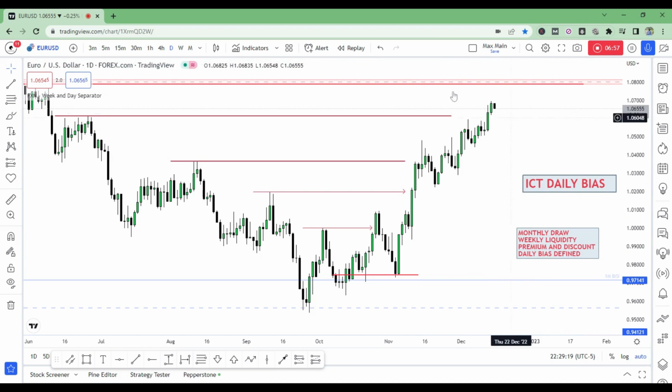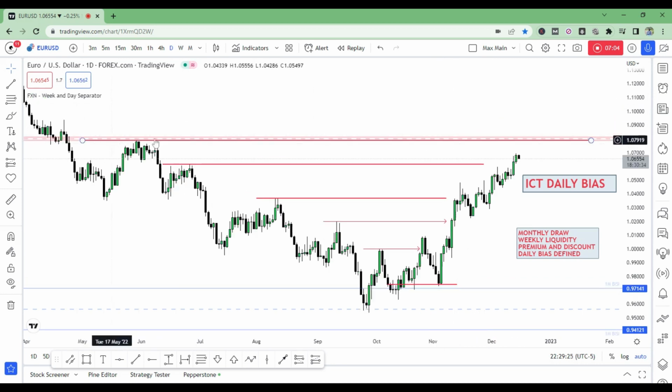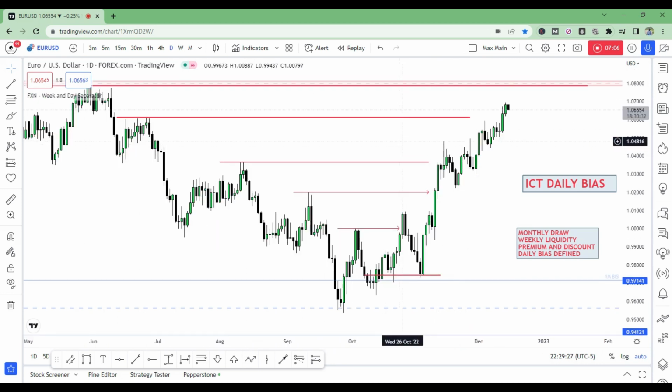You can look at this monthly draw. So we were drawing towards this monthly. So this market is coming to this monthly objective and take out this weekly liquidity. But before it gets there, it has to come from a discount level, then rise higher into a premium, then back to a discount to a premium. So that's how you define your daily bias.